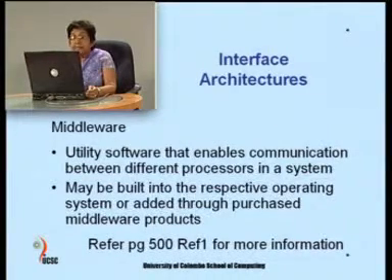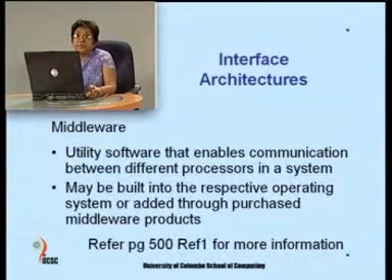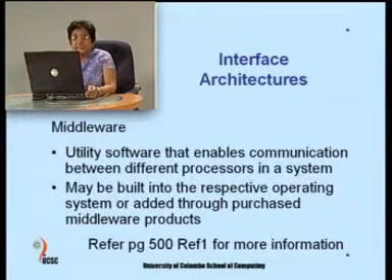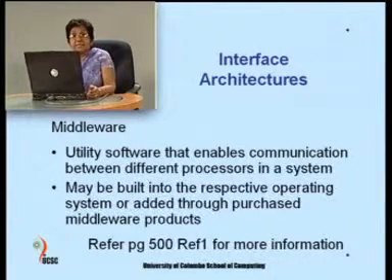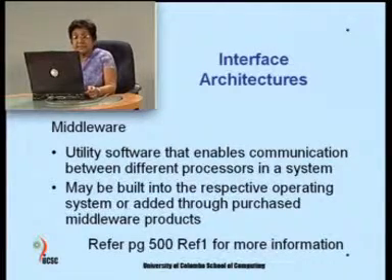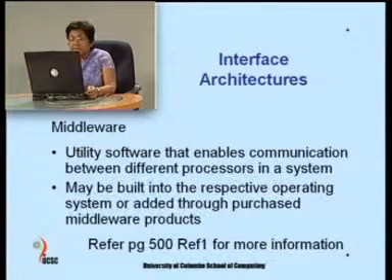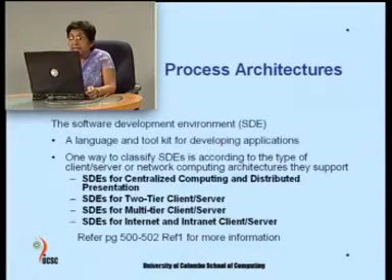Then another interface that we need to consider is the middleware. Now, you have heard of hardware, you have heard of software, and again you say application software and system software and so on. Now, we will look at this type of ware called the middleware. This is a type of utility software that enables communication between different processes in a system. It may be built into the respective operating system or added through purchased middleware products. You can refer to page 500 for more information.